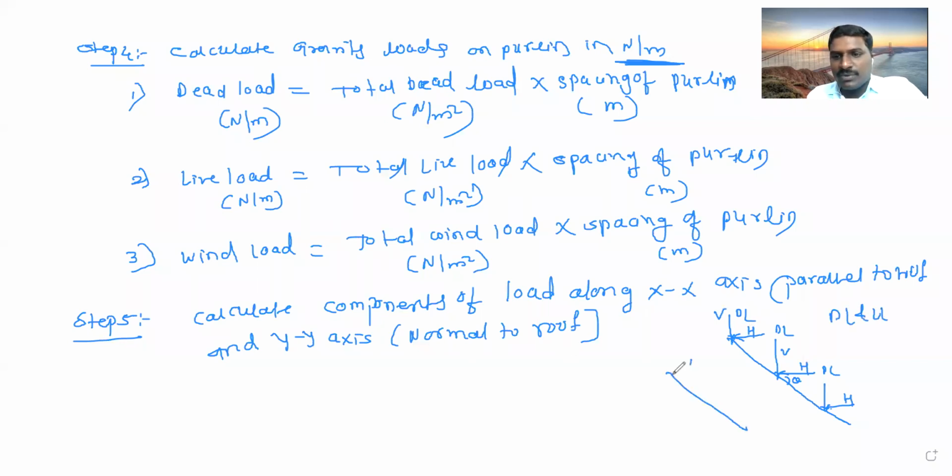If we consider wind load, the wind load acts like this. Again we can resolve it into horizontal and vertical. This is the vertical component, this is horizontal, V and H. So like this, we have to calculate the components of load along X and Y. Are you getting this? Dead load and live load are the same, and the wind load is like this. So got it everyone? How this component we have to calculate?